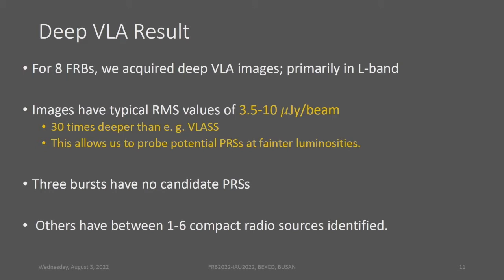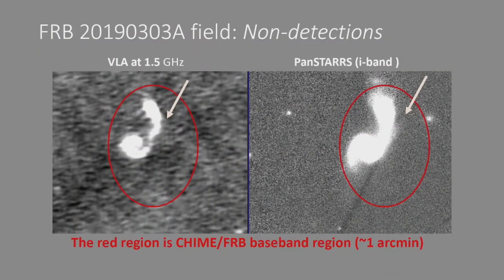So, out of them, for 3 of them we do not have any PRS within their field, and I'll be showing some of the examples in later slides. But for some of them, we do find some compact radio sources in the field. Here is a typical example where you can see a radio emission from the 2 merging galaxies you see in the optical. This is clearly a radio emission, but definitely not a PRS. And so we place deep upper limits on the presence of a PRS for this case.